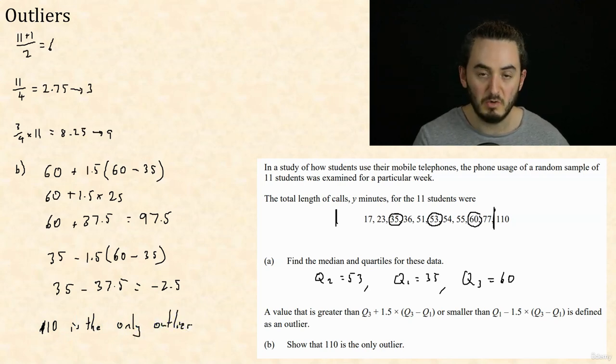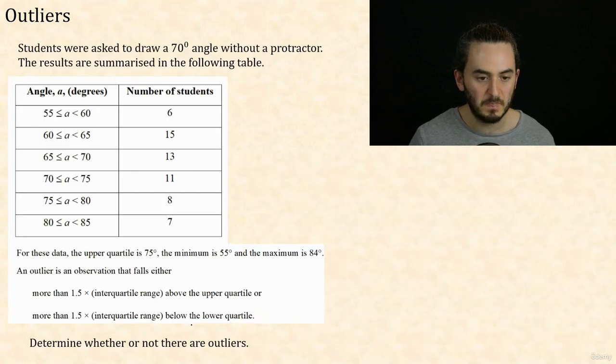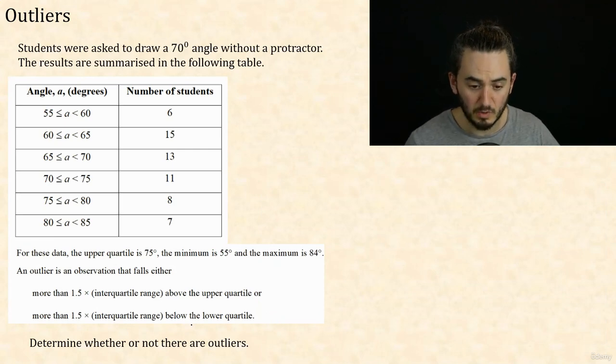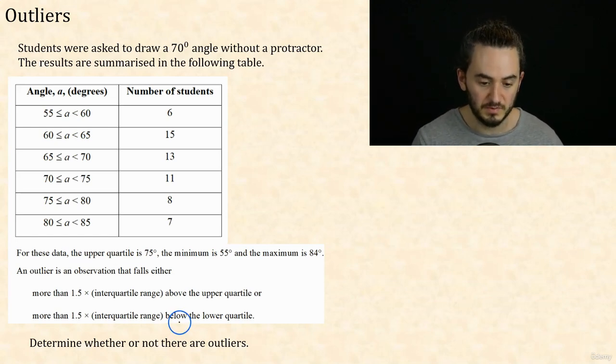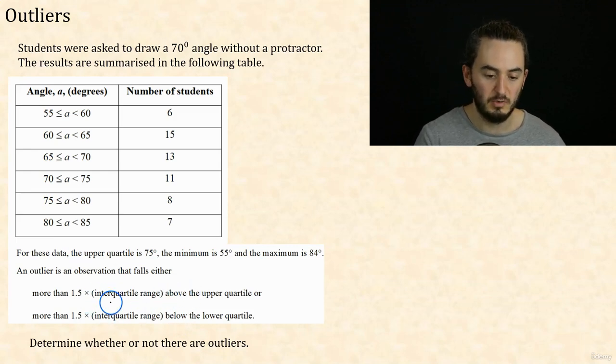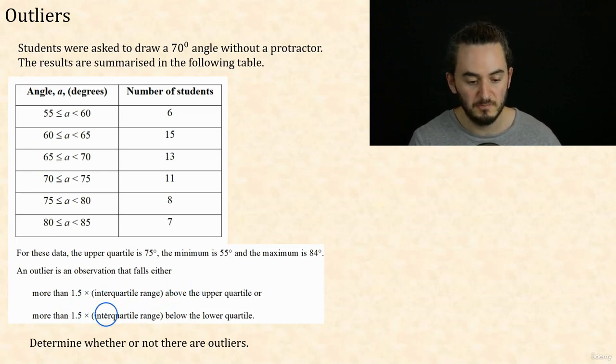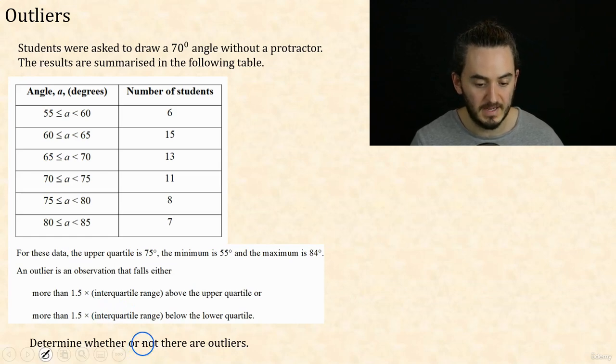Okay, one more example, a little bit more challenging. So students were asked to draw a 70-degree angle without a protractor. The results are summarized in the following table. For these data, the upper quartile is 75, the minimum is 55, and the maximum is 84. An outlier is an observation that falls either more than 1.5 interquartile ranges above the upper quartile or more than 1.5 interquartile ranges below. Determine whether or not there are any outliers.